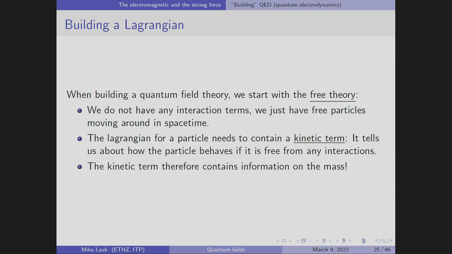So usually, the Lagrangian density definitely has to contain what we call a kinetic term, which tells us about how the particle behaves if there's no interactions. And the kinetic term, therefore, has to contain information such as the mass.